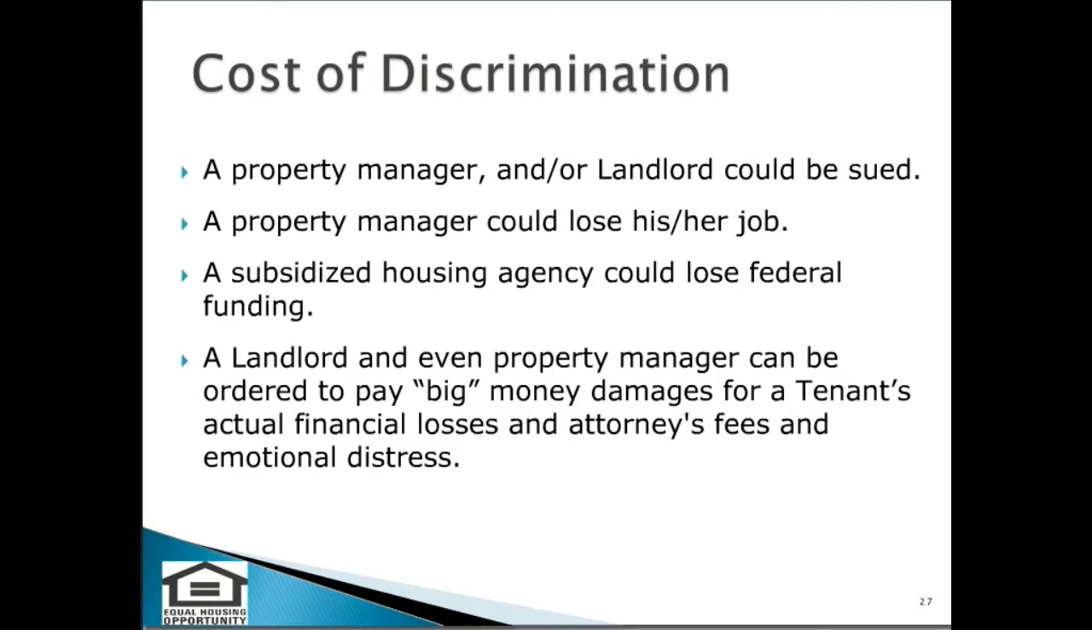The cost of discrimination can be very high. A property manager or landlord could be sued. A property manager could lose his or her job. A subsidized housing agency could lose federal funding, and a landlord and even property manager can be ordered to pay big money damages for a tenant's actual financial losses and attorney's fees and emotional distress.